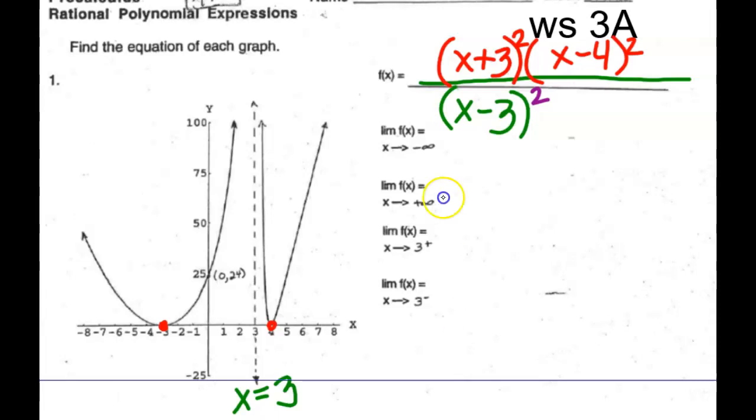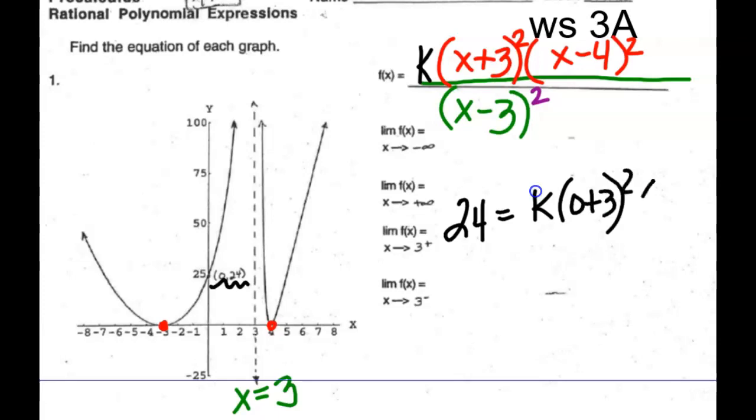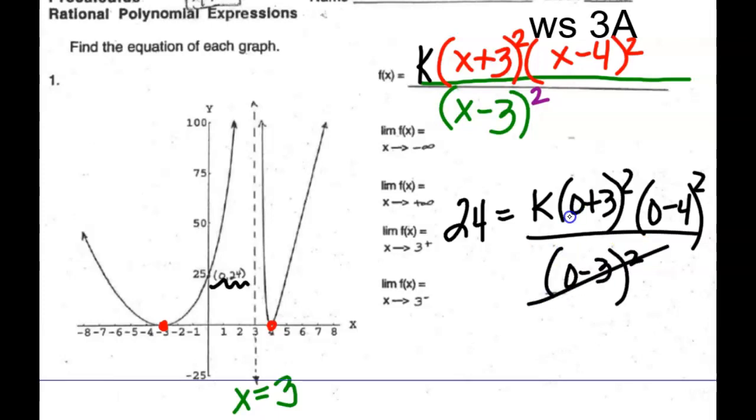Then the last thing they'd like us to do is put in this ordered pair, 0, 24, to figure out what the stretch is. And I'm not going to ask you that on the quiz, so I'm going to go kind of quick. 24 would equal k times (0 plus 3) squared, (0 minus 4) squared over (0 minus 3) squared. This would be 9. This would be 9. This would be 16. What's 24 divided by 16, guys? That's 3 halves, maybe? Or 1.5 if we want to make it a decimal.